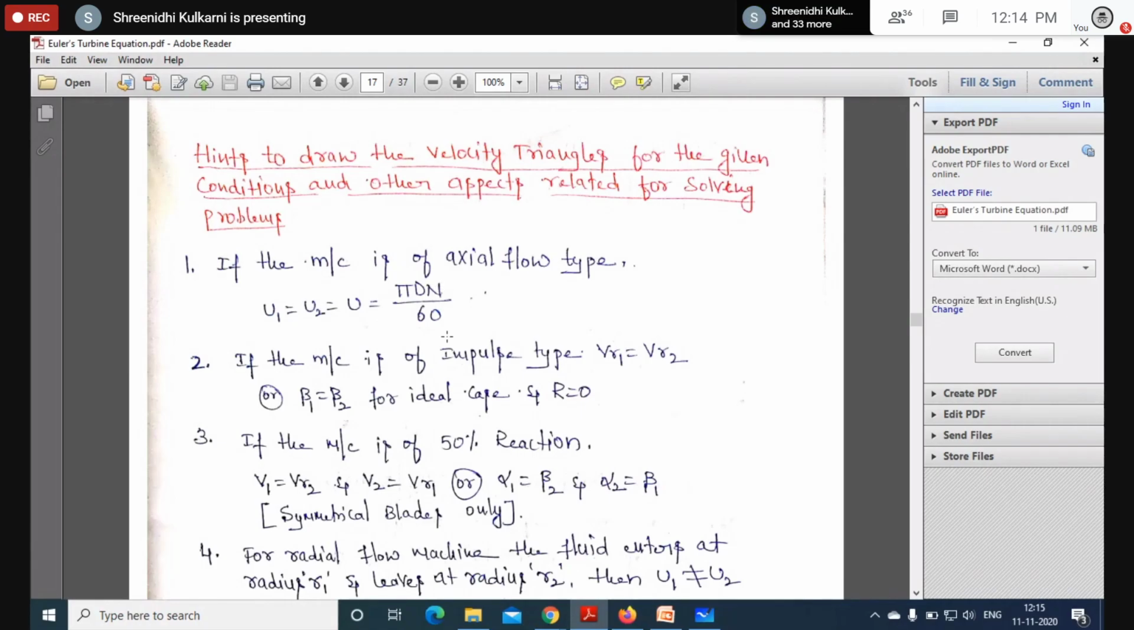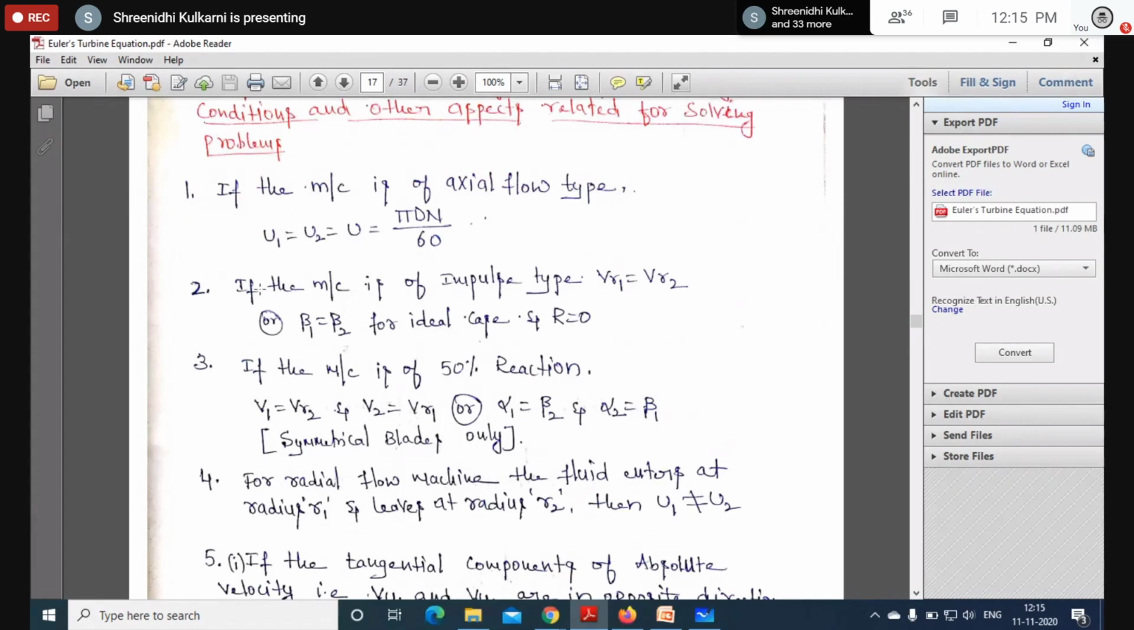Okay. Next, second one, if the machine is of impulse type. Impulse is nothing but in this, the pressure is constant. So if the pressure is constant, whatever the relative velocity, VR1 will become VR2. So the relative velocity is the same at outlet.